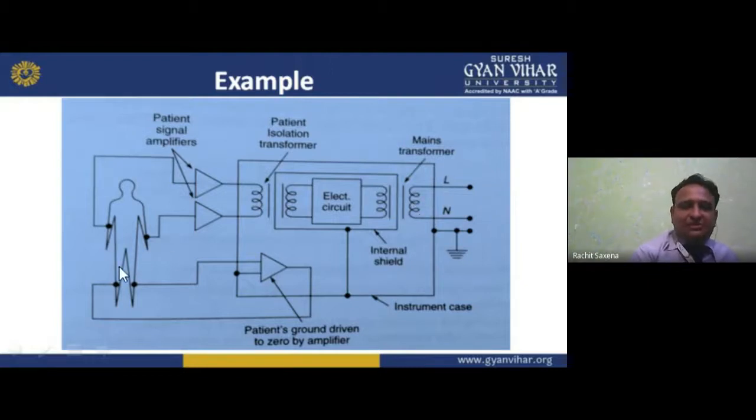And these are the legs basically, and patient ground is driven to zero by an amplifier. We are making the patient ground driven to zero by the amplifier. We are using an op amp here, another op amp amplifier to drive this, and an electrical circuit we are using, and it has an internal shield. Now, if I am using the electrical circuit, my dear student, I have to make shielding.